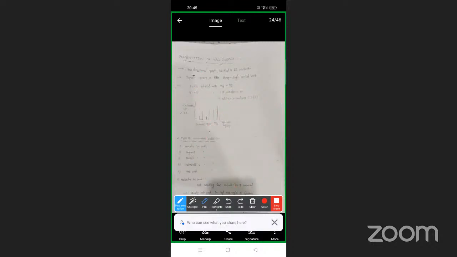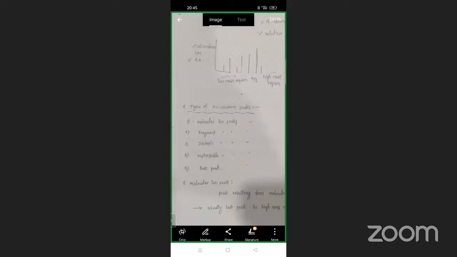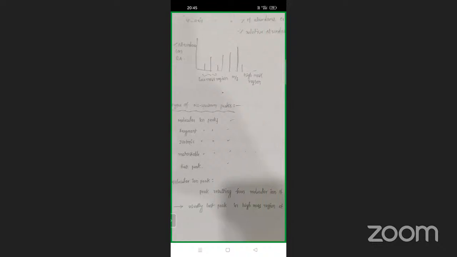So various peaks appear in the mass spectrum: isotopic peaks, metastable peaks, and the base peak. What is the base peak here? The highest intense peak in the mass spectrum is the base peak, whose intensity is 100%. Whose intensity is 100% is called the base peak.